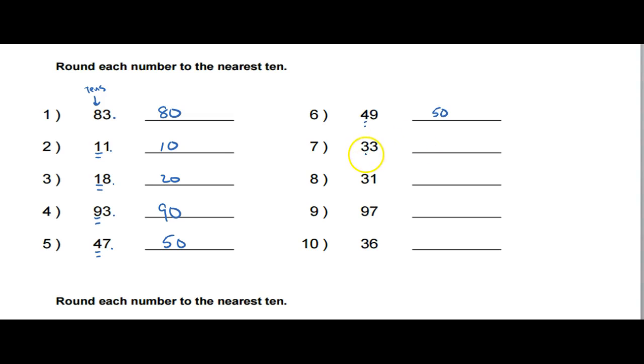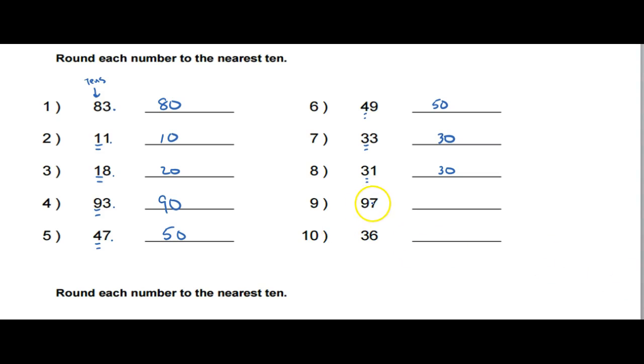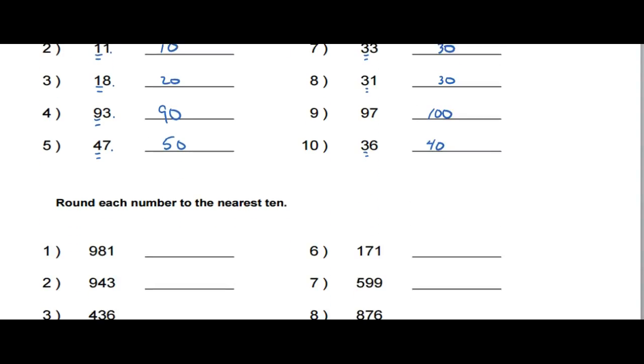33. Since the number to the right of 3 is 3, it's less than 5, so I round it down to 30. 31. The 1 tells me to keep 3 the same, and I round down to 30. 97. I am going to round this up, and the 9 basically becomes a 10, and the 7 becomes a 0, so that rounds up to 100. The number to the right of 3 is 6, so that tells me to round up. I change the 3 to a 4, and the 6 becomes a 0, and that rounds up to 40.